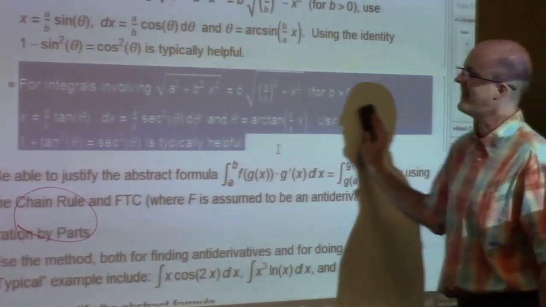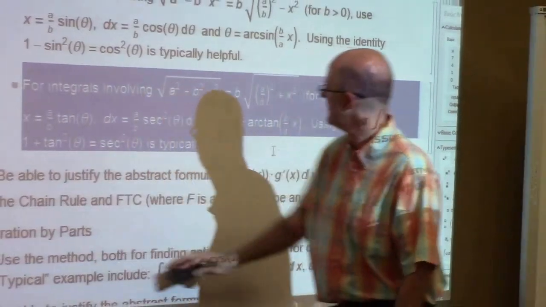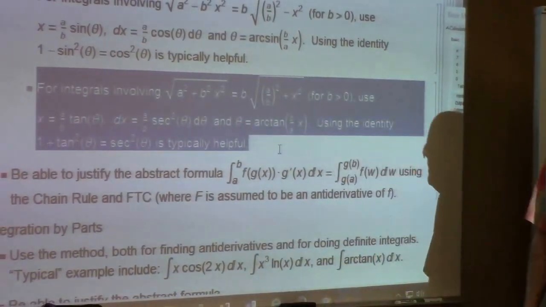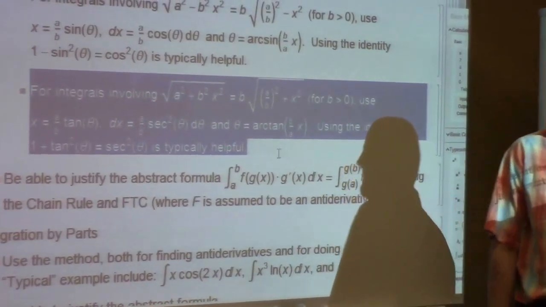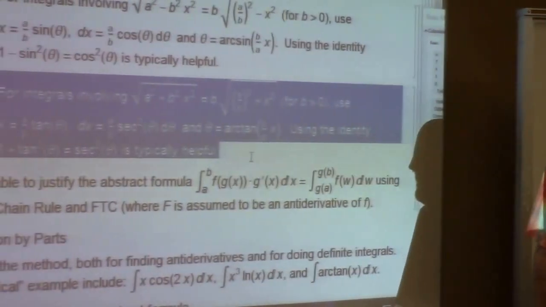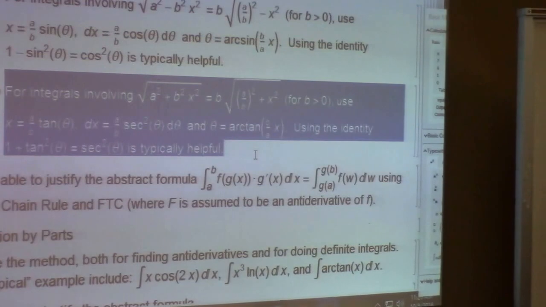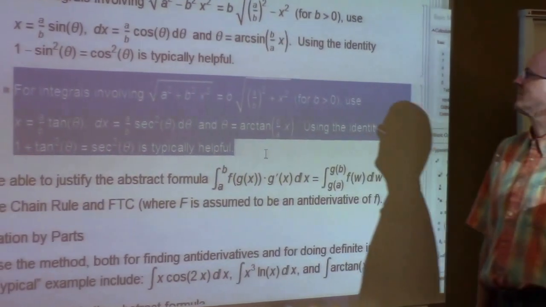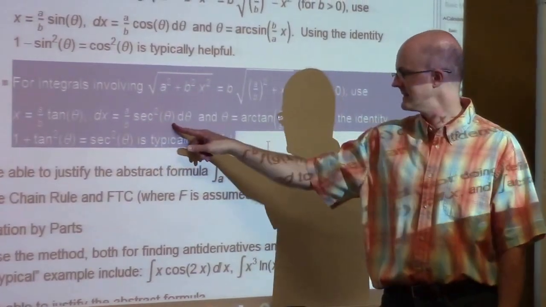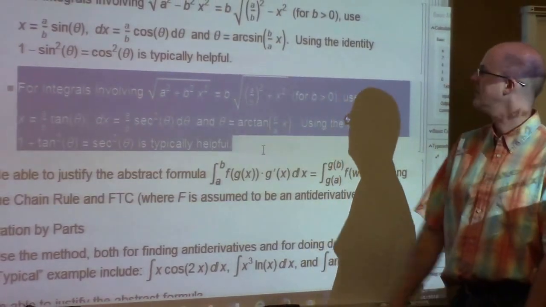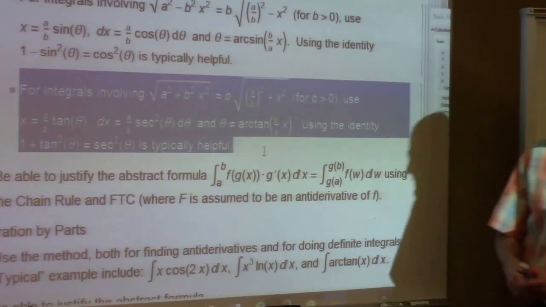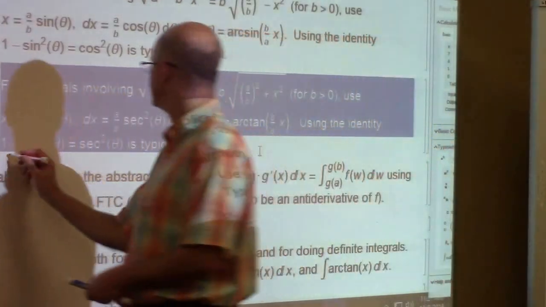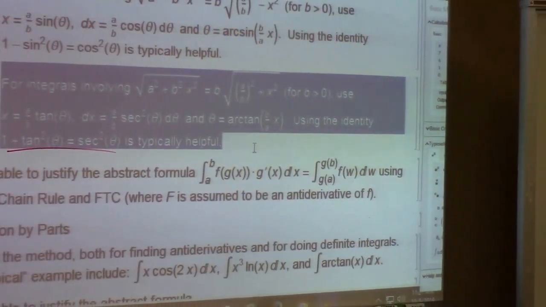You've got a plus sign in there now. It's best to let x equal a over b tangent theta. Again, b is often 1, not always, though. You should be able to handle it if it's not 1. Then dx is this, involving secant squared. Theta can be solved for with the arctangent. And this identity, that 1 plus tangent squared theta equals secant squared theta, is often helpful.